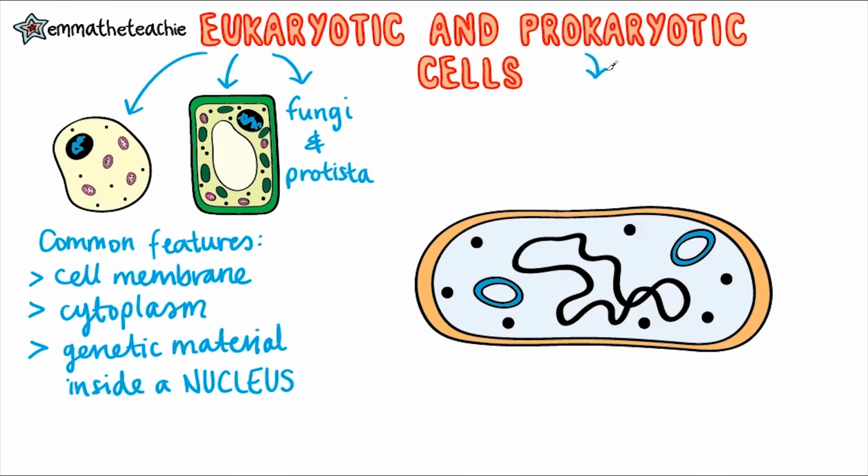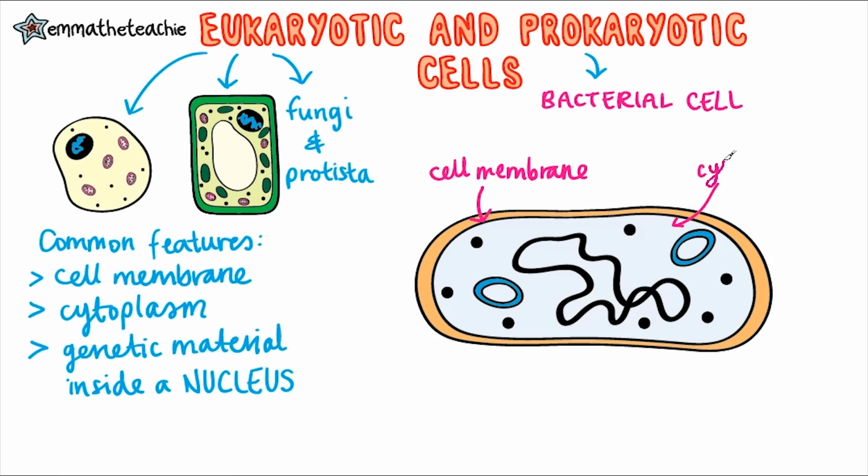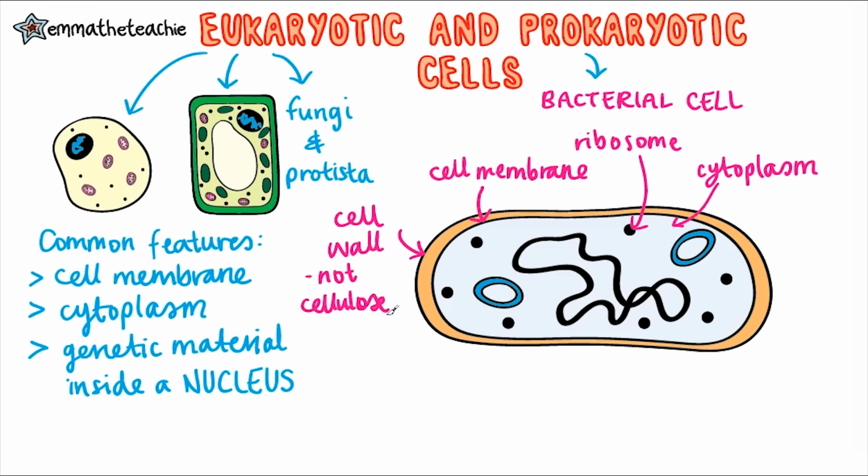Prokaryotic cells are different. All bacteria are prokaryotes, so we're going to look at a bacterial cell to see the organelles that it contains. They've still got a cell membrane, and they still have a cytoplasm, and they've still got ribosomes. They always have a cell wall, unlike eukaryotes, which only sometimes have a cell wall. And unlike plant cells, it is not made of cellulose.